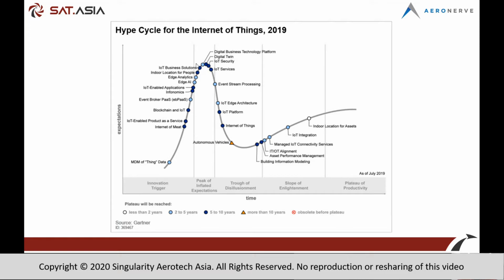And along the way, IoT also has certain new technologies that back it up, for example, Internet of Meat, that's a new thing too, IoT enabled application, edge computing or edge analytics. So just now I talked about how initially people were using cloud computing, but now quickly people are looking into edge computing. So I will explain what it means.